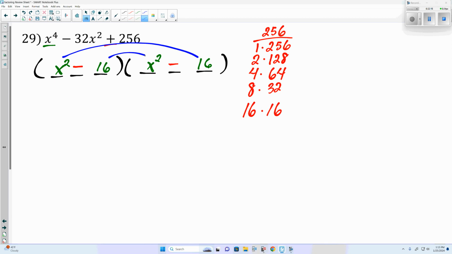And we can check this here. X squared times negative 16 is negative 16x squared. Negative 16 times x squared is negative 16x squared. Negative 16x squared minus 16x squared is negative 32x squared. Is that the middle term we wanted?